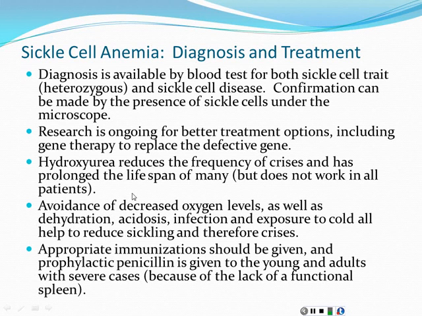So in kids, very often they'll get a cold or an upper respiratory tract infection or some little illness, and that'll trigger a sickle cell crisis because it lowers oxygen levels, increases acid levels, and can trigger a problem there. So we try to avoid those things.